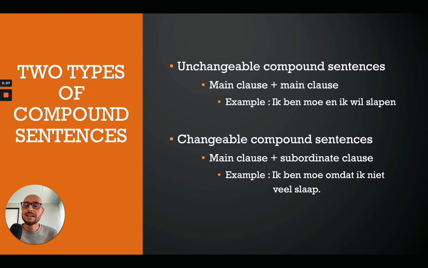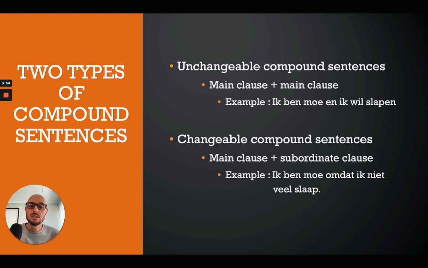Now, why do I call that unchangeable? Well, we'll take a look at the clauses. In the first clause we have "ik ben moe". Ik is our subject. Ben is our finite verb. Then we have "en", which is our conjunction or connecting word. And then we look at the second clause. "Ik wil slapen". Ik is our subject. Wil is our finite verb. So what can we see? That in both clauses, our subject and our finite verb do not change position. They stay as they are, as you would do it in English. That is what I call an unchangeable compound sentence.